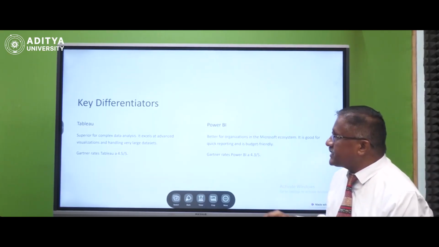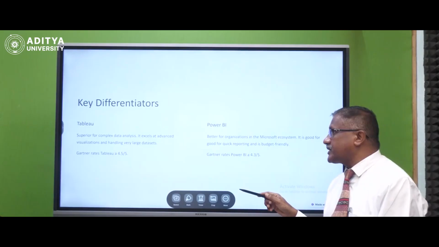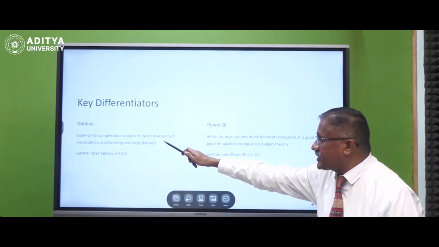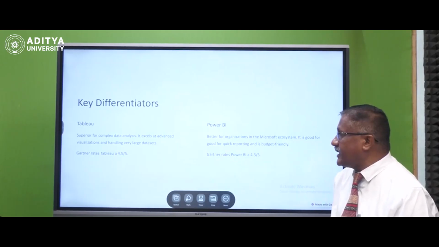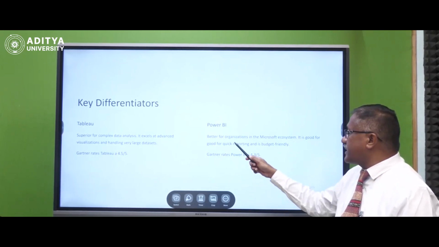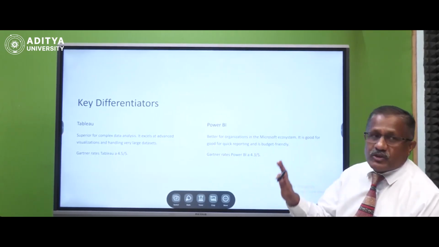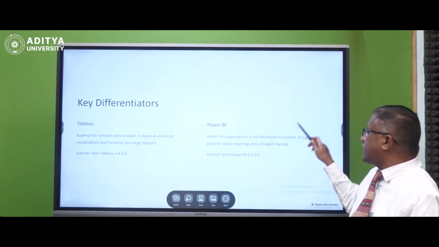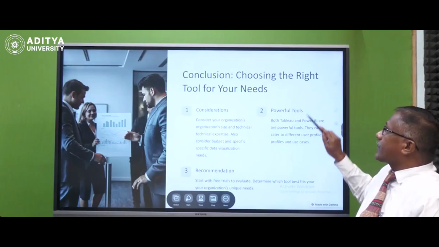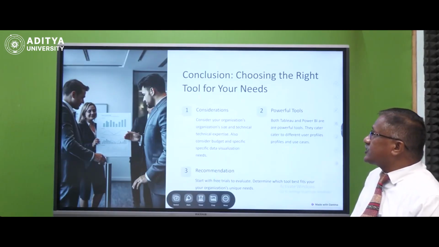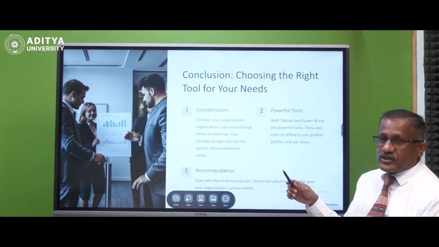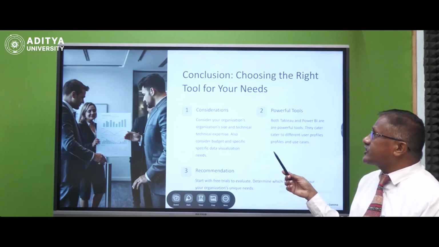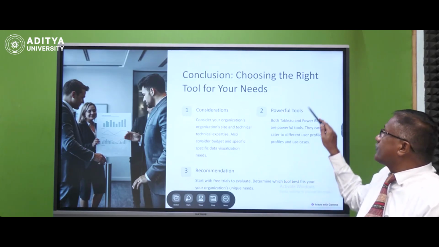What are the key differentiators? Tableau is superior for complex data analysis. It excels at advanced visualization and handling very large data. But Power BI is better for organizations in the Microsoft ecosystem, where it is perfectly suitable. It is good for quick reporting and budget friendly. So in conclusion, you can choose the right tool for your needs according to your requirements and considerations. You can select which one is useful for you.